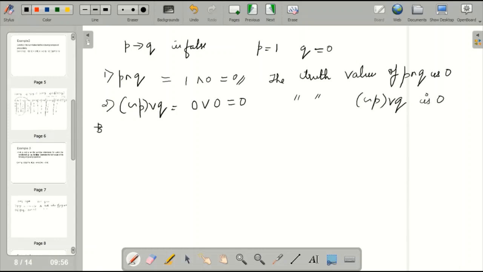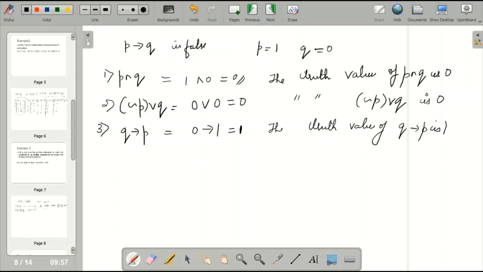The third one is regarding Q conditional P. Now what is Q conditional P? Q is 0, conditional 1. So you know, conditional is only 1 conditional 0 is 0. Rest all the cases it is positive itself. That means it's 1 itself. So this value is 1. So therefore you should write the truth value of Q conditional P is 1.